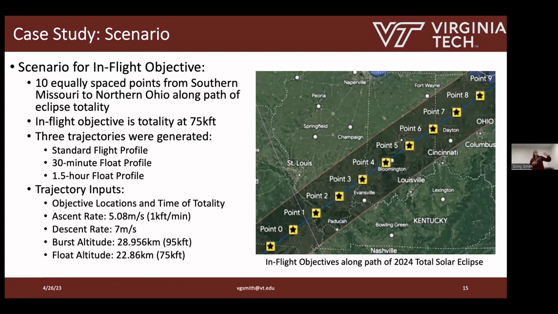So here, you can see at the bottom, the trajectory inputs were the time of totality, the location for totality, and 75,000 feet. There is an ascent rate of about 1,000 feet a minute chosen. That's a good rule of thumb of what to shoot for when you're working with latex balloons. Burst altitude is around 95,000 feet, which is pretty average for the balloons that we will be flying. And then also the float altitude, in the case of the float profiles, which is your objective altitude at 75,000 feet.